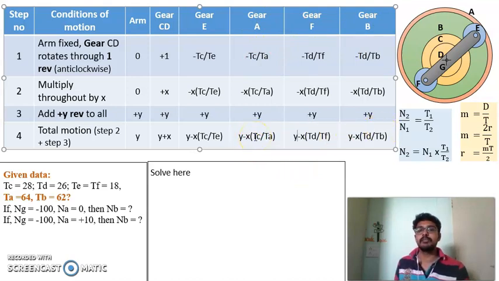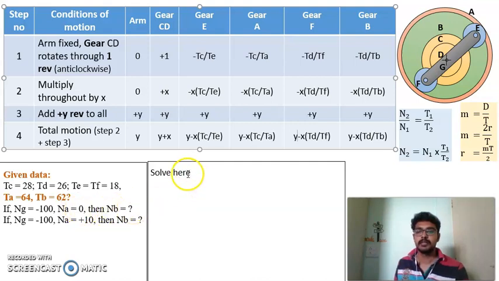Now to find out the actual values of these speeds, we need to find how much y is and how much x is. To find how much y and x are, we have some data that is given to us. That is, if the arm is rotating with a speed of 100 rpm in the clockwise sense, that is, if ng, where g is denoting the arm, so ng is the speed of arm, it is equal to minus 100, and if the internal gear A is stationary, which means na is equal to 0, then how much will nb be?